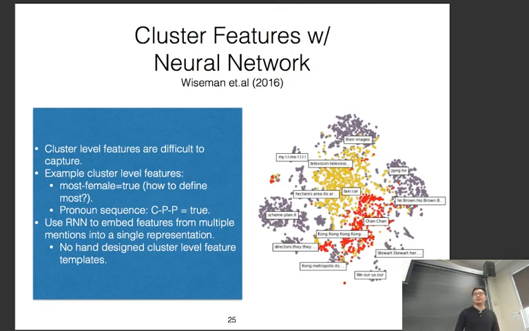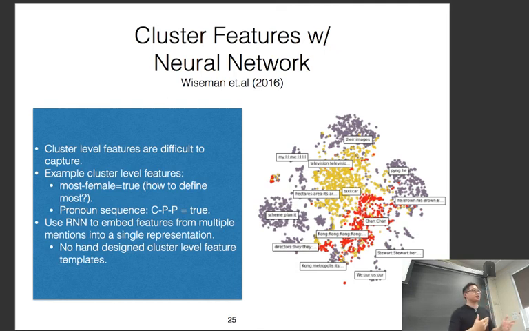Another example of using a neural network to capture features is to capture cluster features. If we still remember what we talked about earlier, that most mentions are female, that kind of feature is very hard to design and not very precise. In this cluster feature neural network, for each cluster, they run an RNN over all the mentions in that cluster to get a cluster representation. This is quite similar to the Manning approach, where they do a cross product between two clusters. However, here they can use an RNN to capture single clusters by themselves.